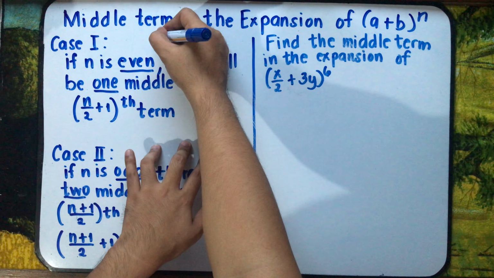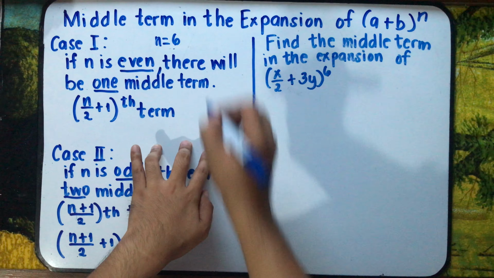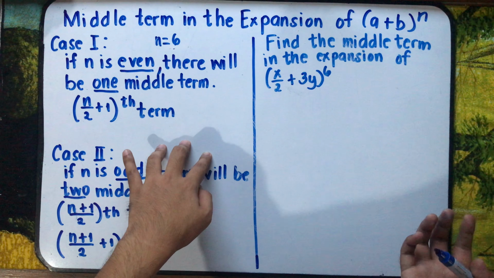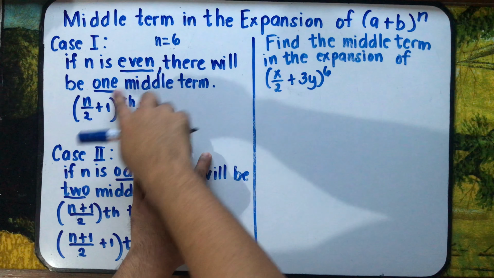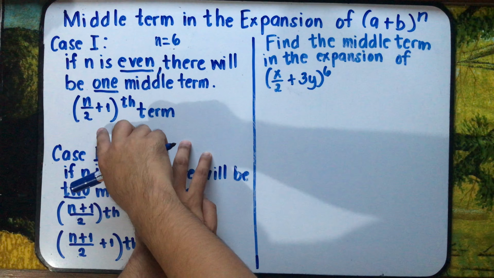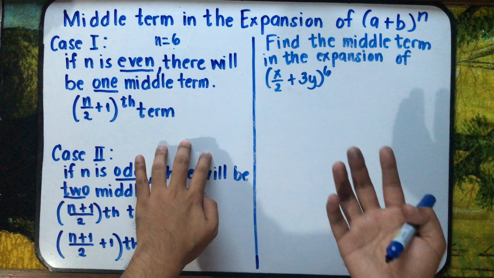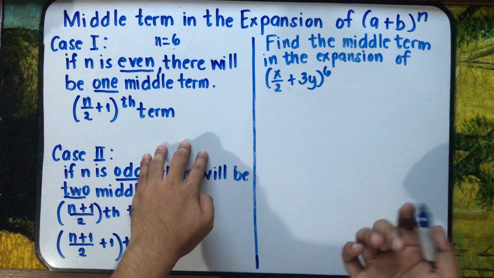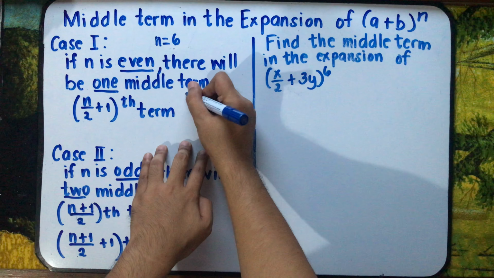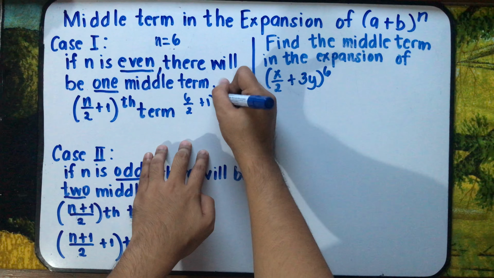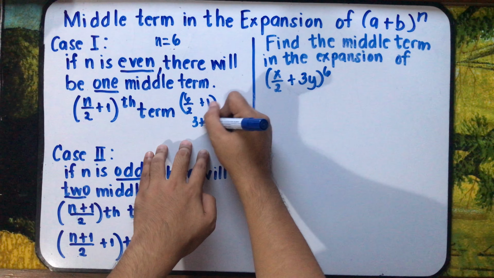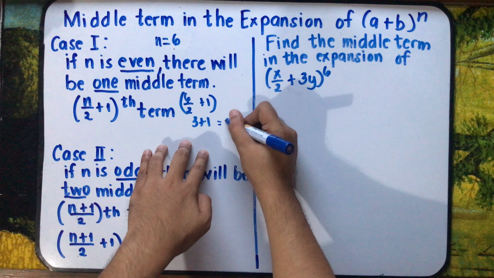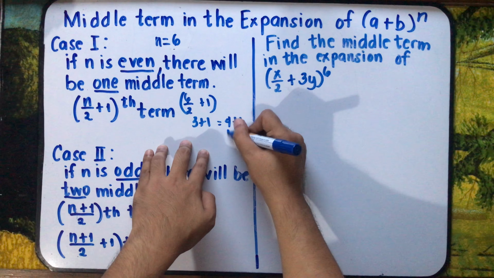So what if n is equal to 6? If n is equal to 6, we know that 6 is an even number. Therefore, let us substitute 6 in this formula so that we would know which term position it is. So this becomes 6 over 2 plus 1. Therefore, that is 3 plus 1, which is 4. We are getting the fourth term.